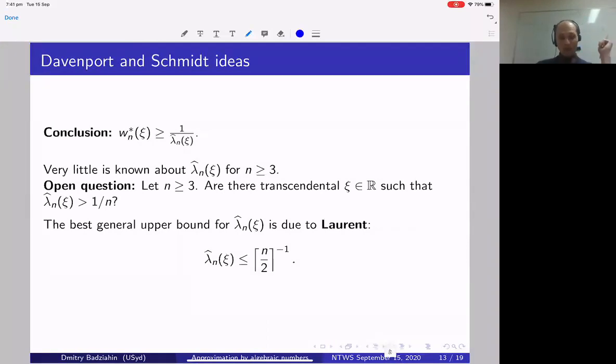Up to now, the best general upper bound for lambda n hat of xi is due to Laurent. I'm afraid I don't remember in which year he got it. But he got that lambda n hat of xi is at most the upper integer value of n over 2, to the power minus 1. And if we take this bound and substitute it there, we still get that w n star of xi is at least n over 2 plus something bounded. So it's not an improvement.